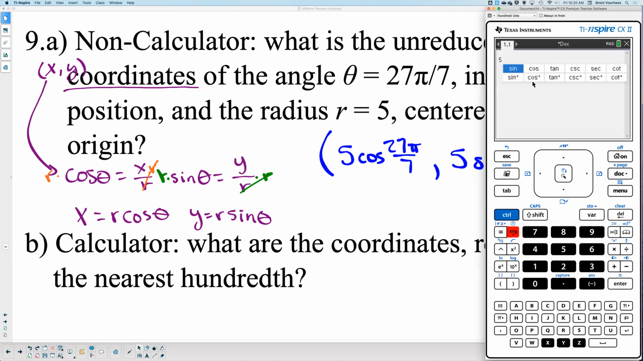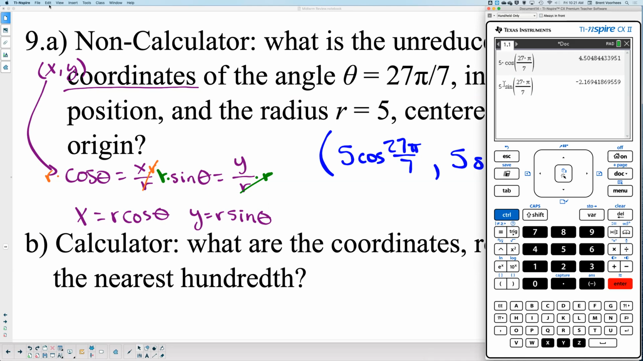5 trig cosine 27. The pi button's on the bottom left. Pi divided by 7. And I'm going to copy that and paste it, and all I'm going to do is change the COS to SIN and press enter. Those are my two values. Does that look like a fourth quadrant set of values? A positive X and a negative Y? Yep. That would be fourth quadrant. This would be your answer to part B.